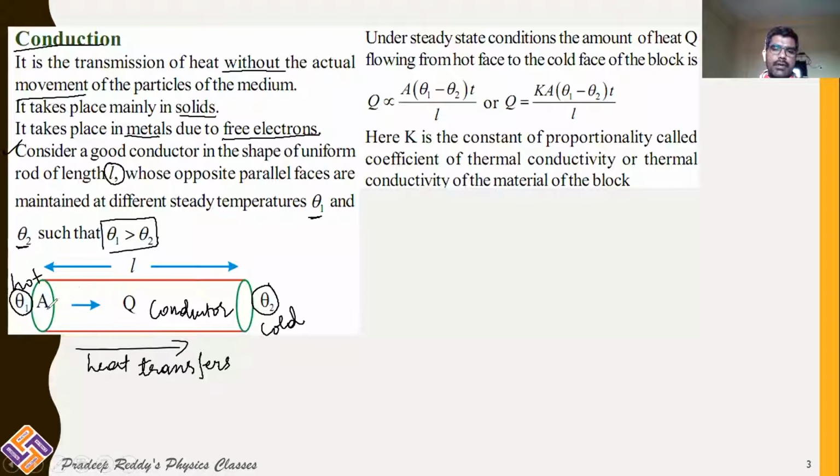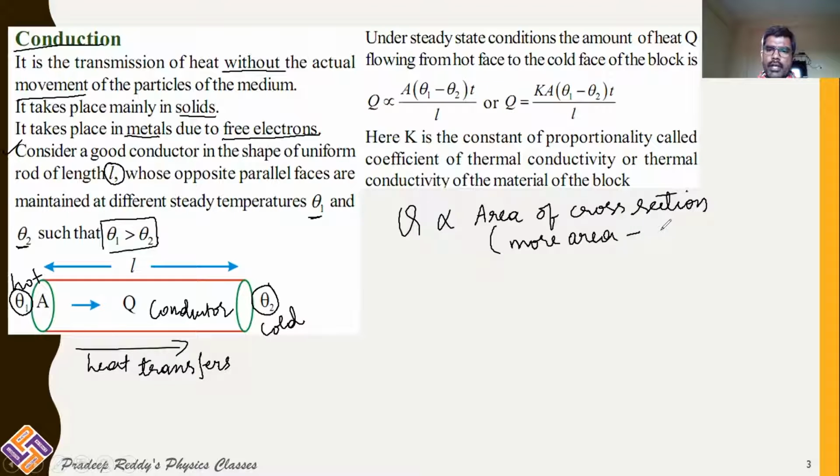Heat transfer takes place from A to B, from theta 1 to theta 2. Heat transfer takes place because the rod is in contact between two regions, one is the hot region and the other is the cold region. And this heat transferred Q is directly proportional to the area of cross section, because if there is more area, there will be more free electrons.